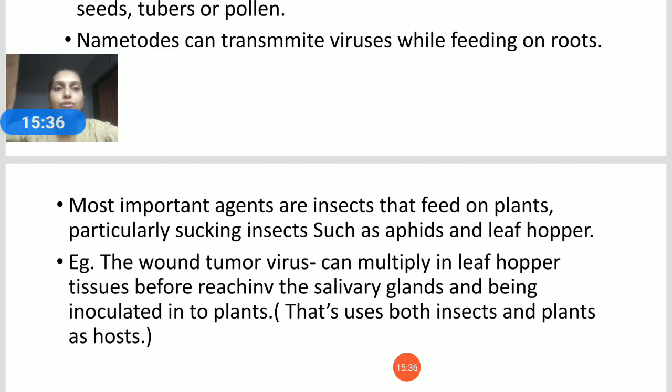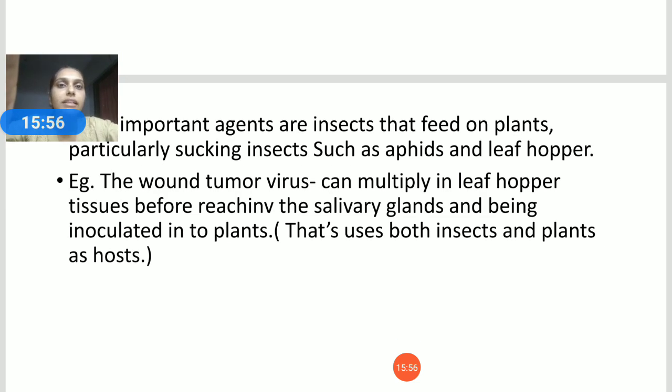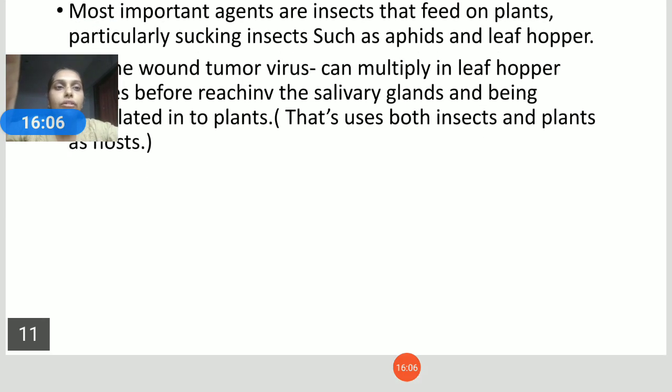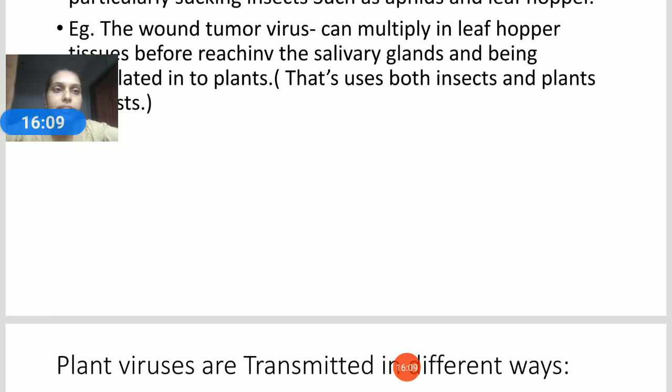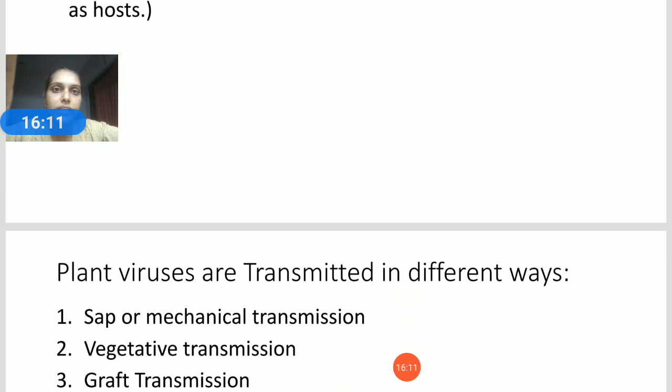For example, wound tumor virus can multiply in leaf hopper tissues before reaching the salivary glands and being inoculated into the plant, so it uses both insects and plants as hosts. It means the virus can reproduce in the leaf hopper insects and then after it is inoculated into the plants. So both the leaf hopper insects and the plants are used as hosts.